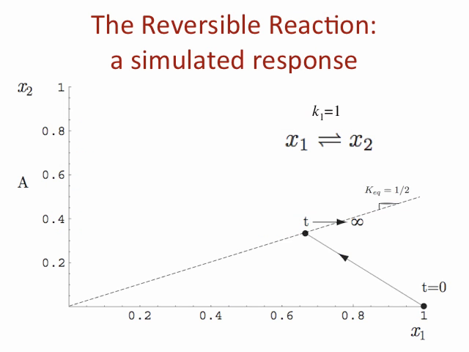So on this slide, I show a simulated response. I am going to pick the forward rate constant to be 1 and the equilibrium constant to be 1/2. I can pick these numbers myself when I make up simple examples like those shown in here. I cannot, of course, do that when I deal with a real system.